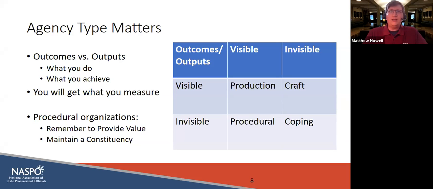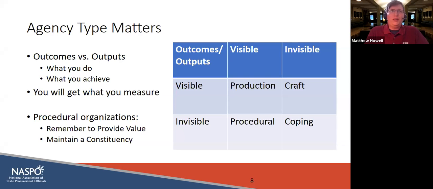I could also see it as being a craft organization, which is kind of the reverse. In a craft organization, the outcomes are easy to see, the outputs not so much. Right? If you think that that is your agency, that you can demonstrate value, but you're a little bit unsure about showing that you followed all the procedures, dotted all the I's, crossed all the T's, you might be a craft organization. But I think most of you are probably procedural or production organizations.